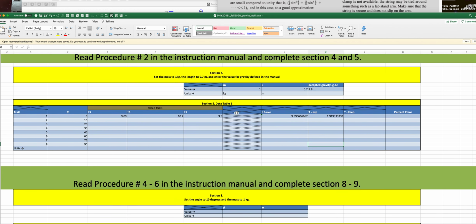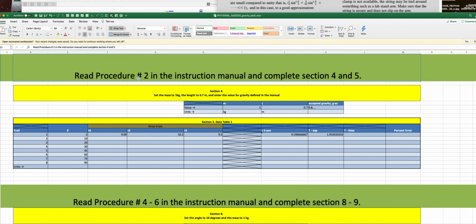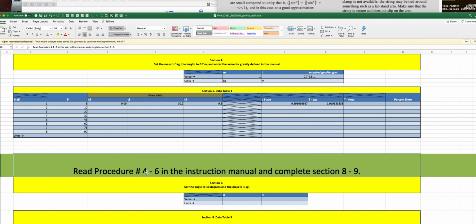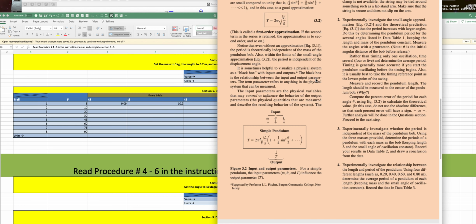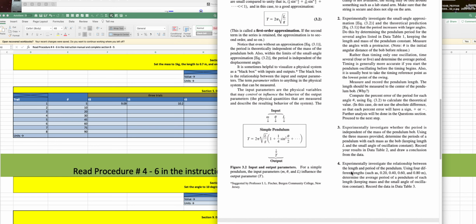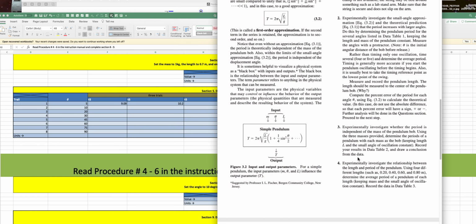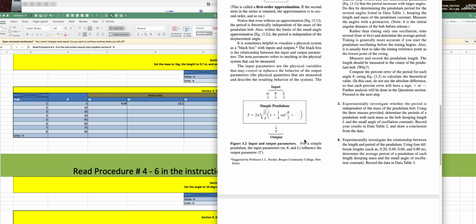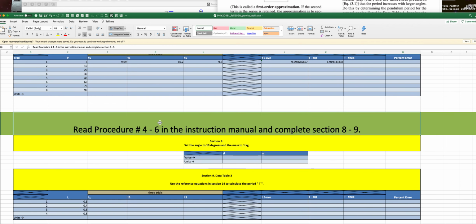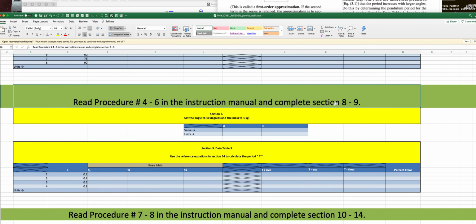The next part of the experiment, so we're skipping procedure 3. You're going to jump to procedure 4 through 6. So you're skipping procedure 3, and you're going to jump to procedure 4 through 6. And right there, procedure 4 through 6, you're going to enter the values into section 8 and section 9. So section 8 here, section 9.